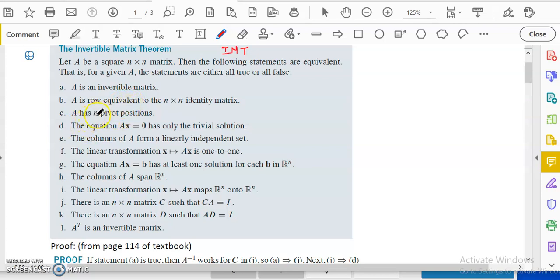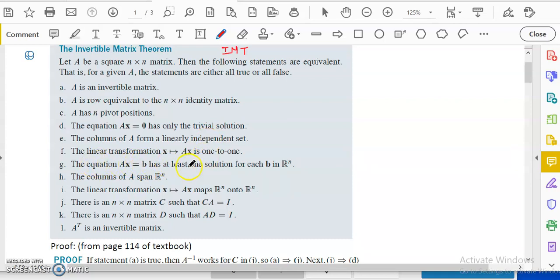And if it has n pivot positions, so Ax equal to 0 has only the trivial solution, and we can prove it by actually starting from K back. Okay, and the next one is the columns of A form a linearly independent set. The linear transformation is one-to-one. These we proved in 1.9, 1.10. I think chapter 1.